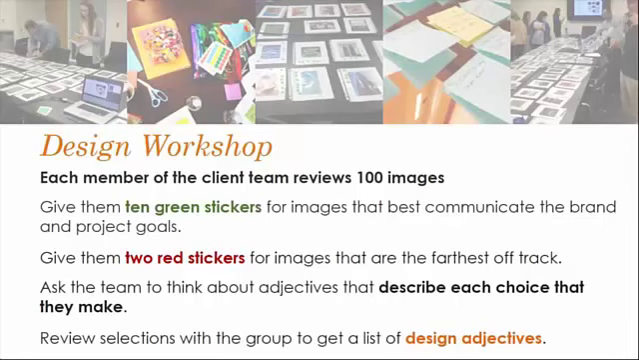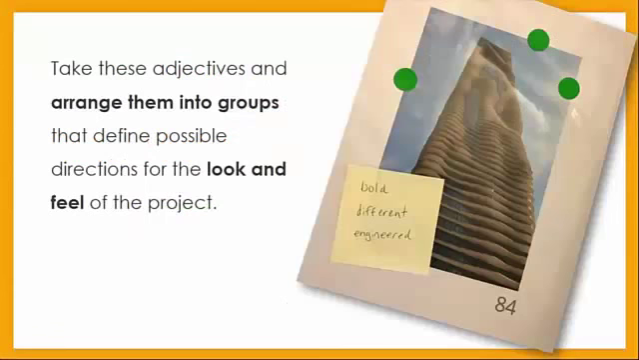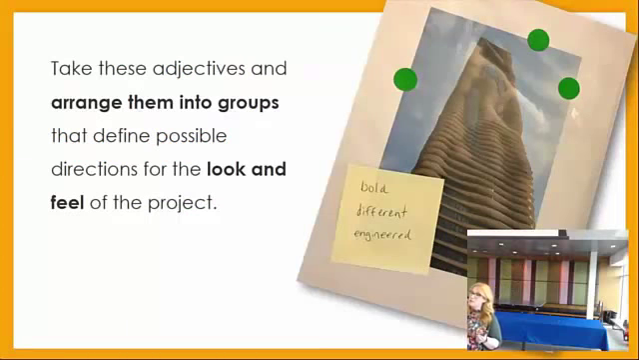Once you have your list of design adjectives, you take them and arrange them into groups that define possible direction for the project's look and feel. So you can see this image. People describe it as being bold, different, and engineered. Those might be from 3 different people. That's another interesting thing: you could have a sports car, and someone might describe it as fast. Someone else might describe it as dangerous. So it could be positive or negative. It's more about the words and not so much about the pictures they choose to use them for.